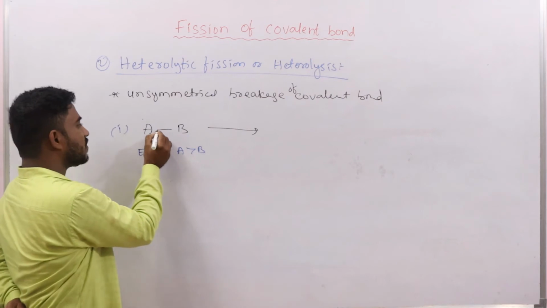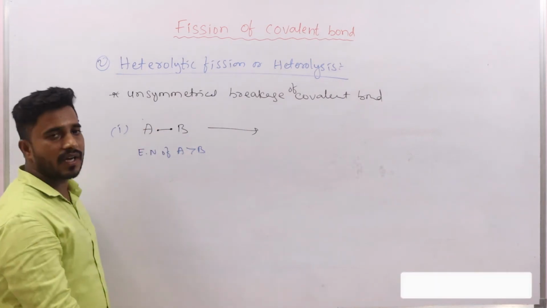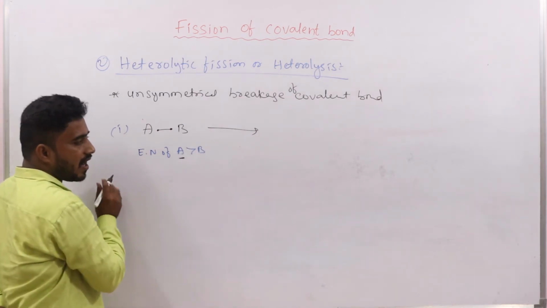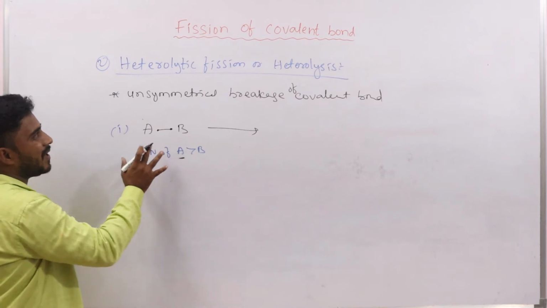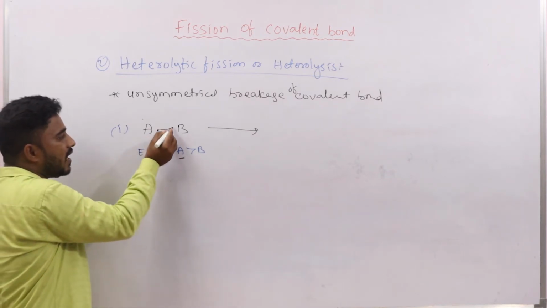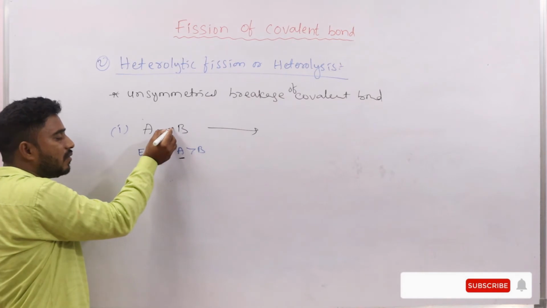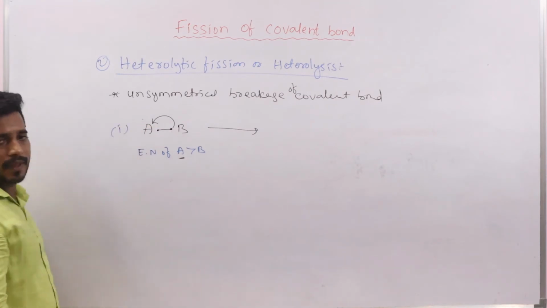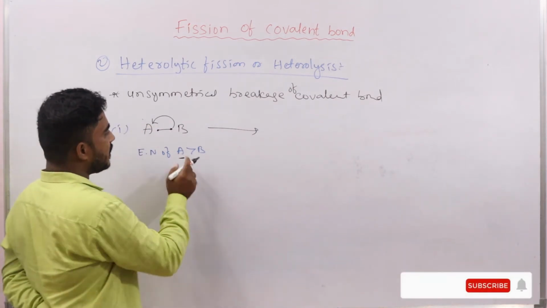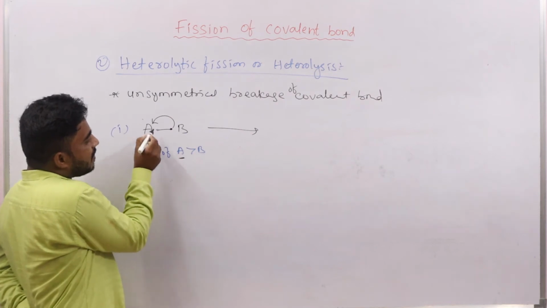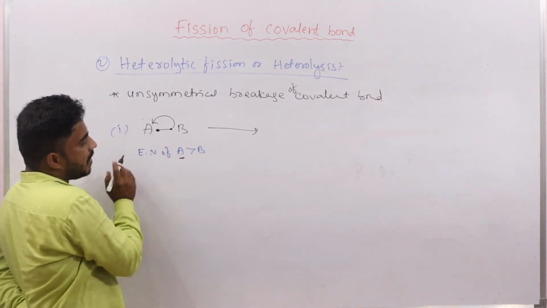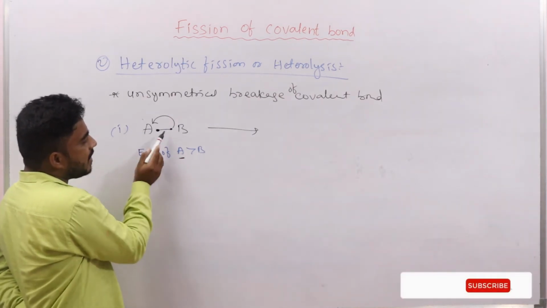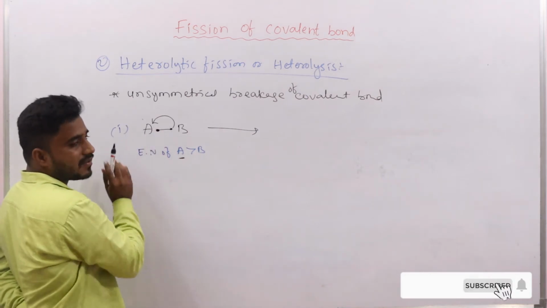So here in this covalent bond, we know that two electrons are mutually shared between A and B. Due to the higher electronegativity of A, when it participates in heterolytic fission, the two electrons present in the covalent bond move towards the A side. This electron is A's own electron. So what about this electron? This electron is B's electron moving towards A. That's why on A one extra electron is coming.